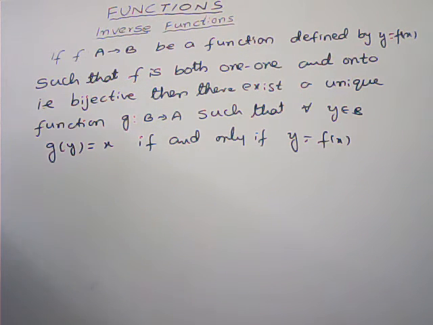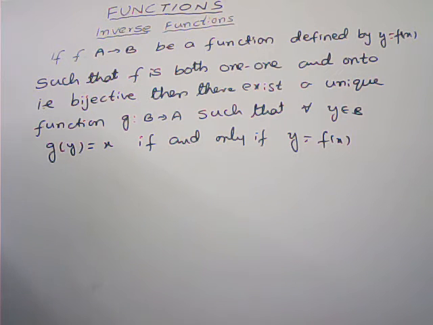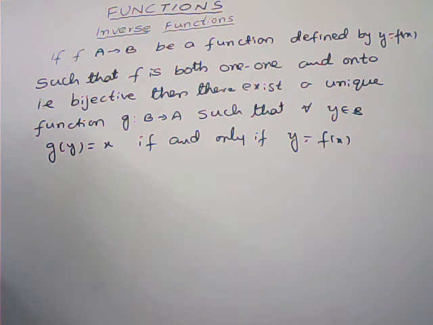Here I have written the definition of the inverse function. If f is a mapping from A to B, a function defined by y equals f of x, such that f is both one-one and onto, that is bijective, then there exists a unique function g mapping from B to A, such that for each y belongs to B, there exists g of y equals x if and only if y equals f of x.